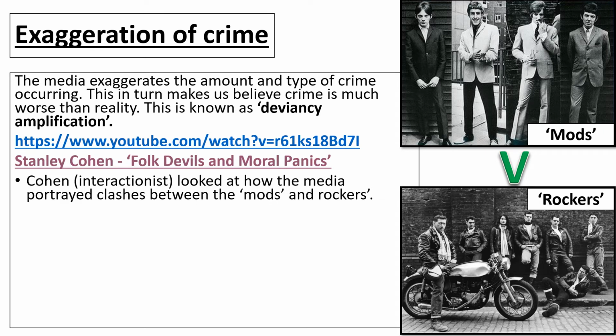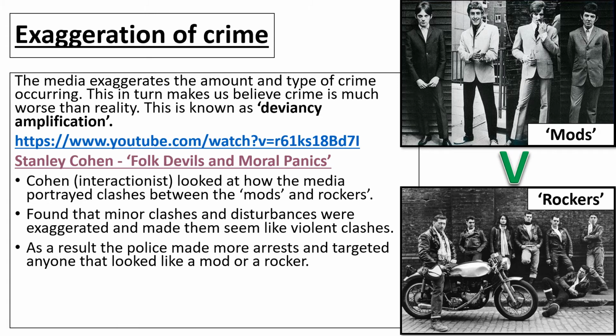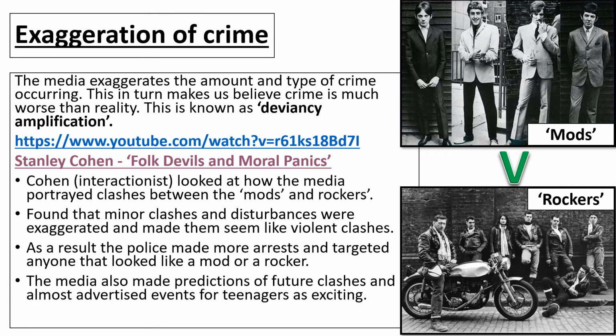Here's a summary though. Cohen is an interactionist sociologist who looked at how the media portrayed clashes between the mods and rockers. He found that minor clashes, fights and disturbances were exaggerated and made to seem like big violent clashes and big riots. As a result, the police made more arrests and targeted anyone who looked like a mod or a rocker, stopping and searching them for drugs and weapons, because the police perceived them to be more likely to commit crime.